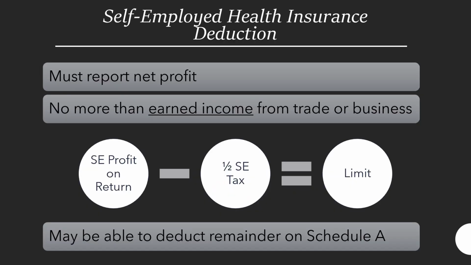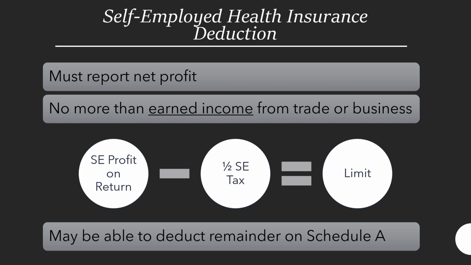Now there are some limits on how much a taxpayer can take for the self-employed health insurance deduction. So first of all, they have to report a net profit from their trade or business on their Schedule C. Otherwise, they wouldn't be able to take this. They can't use this deduction to create an even bigger loss. And then they can't take any more than the earned income from that trade or business. So even if they did report a profit, they would be limited to the amount of that profit, and the profit must specifically be earned income.